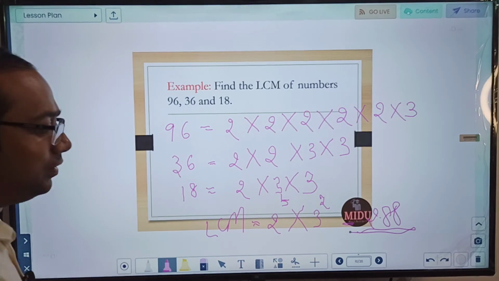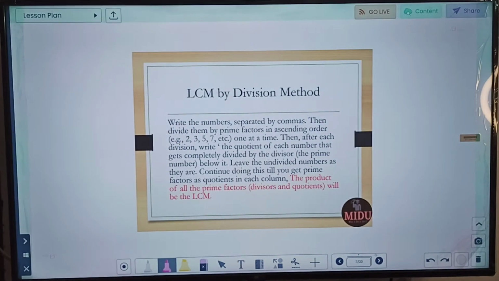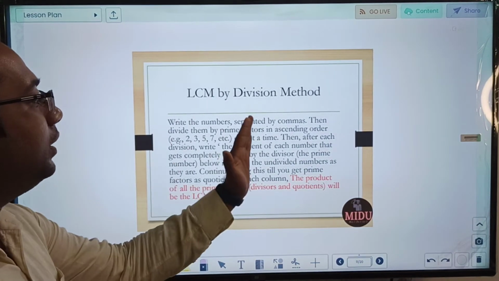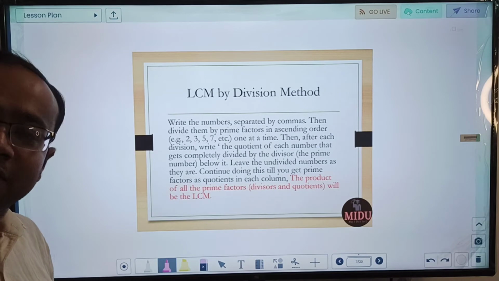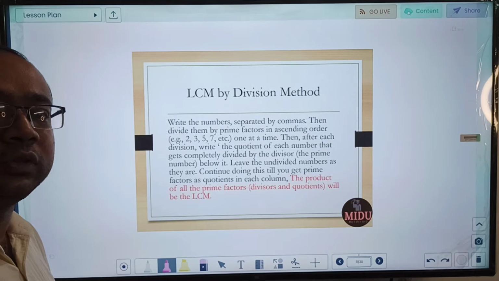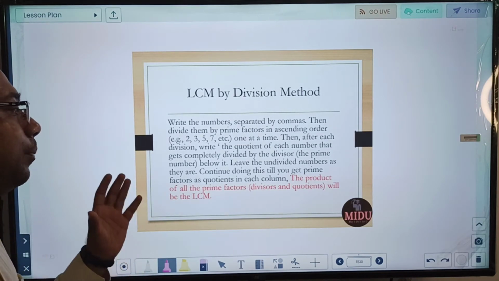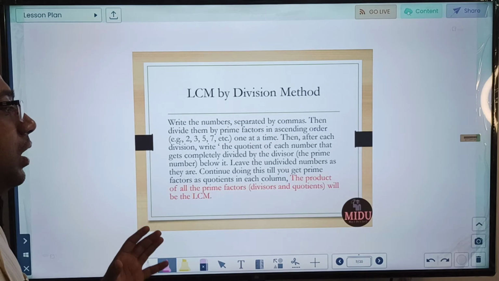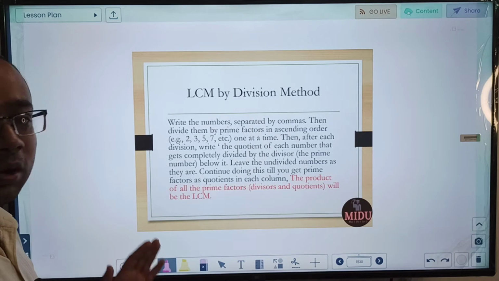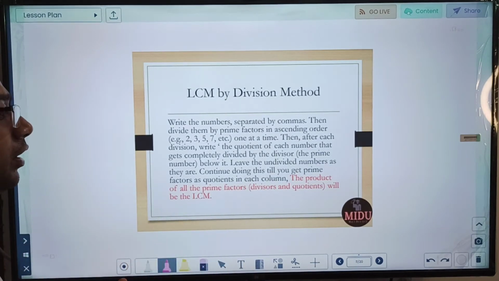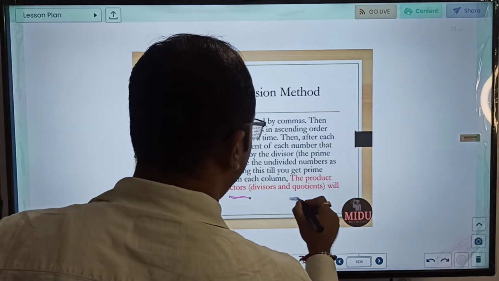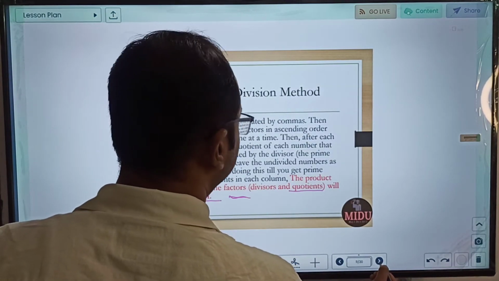This was the concept of LCM. Now to find LCM, there is another method, which is the division method. In this, we write all the numbers separated by commas, and then start dividing them by prime factors in ascending order. First we divide by 2 as long as any number can be divided by 2, then by 3, then by 5, and so on, and keep writing the quotients. Numbers that are not divisible are left as they are. Continue this until you get a prime number in each column. The product of all the divisors and the remaining quotients will be the LCM.